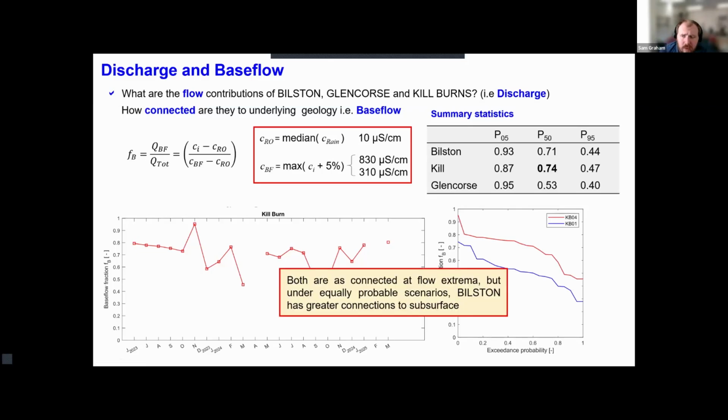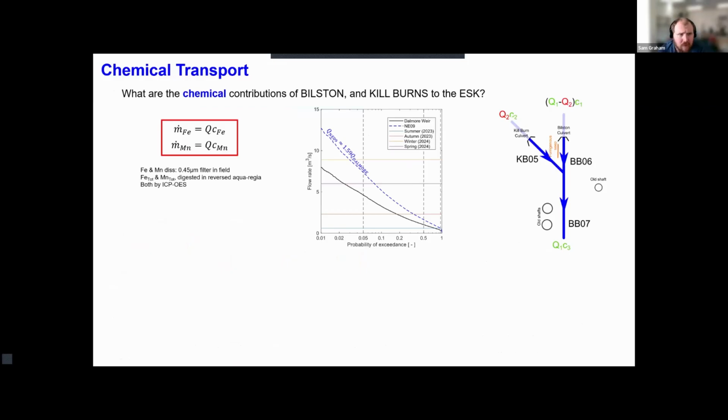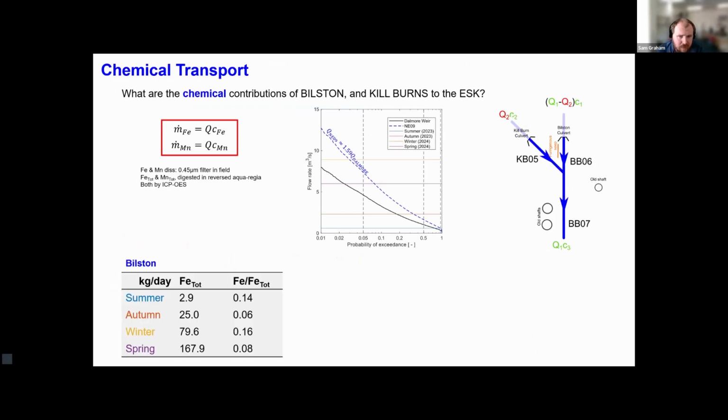So how can we look at this in some sort of chemical transport? We've looked at fluids, we've looked at how they're connected to the subsurface, but what are they doing to the transport of mining related substances that we might want to detect? So we've calculated the flows before, and through the field study that we've done with the chemical monitoring, we've been able to quantify, in terms of iron, that in absolute terms there's between 2 and 100, 150 kilograms a day of total iron.